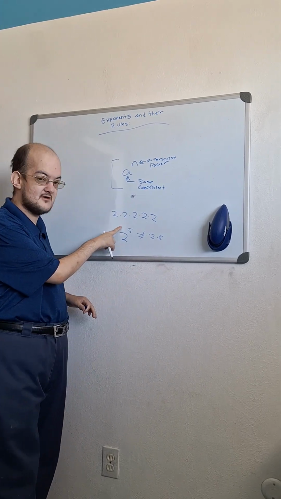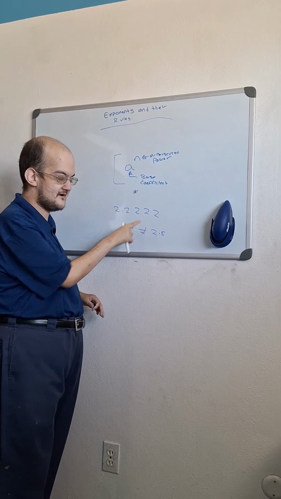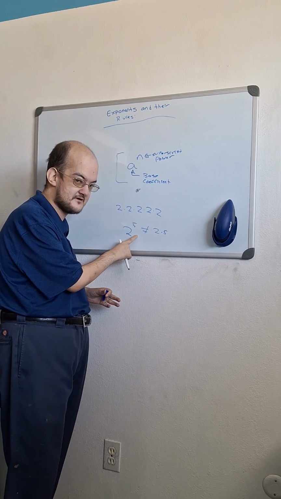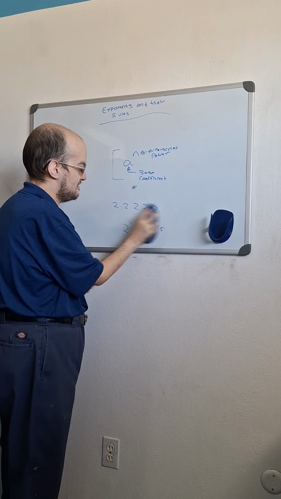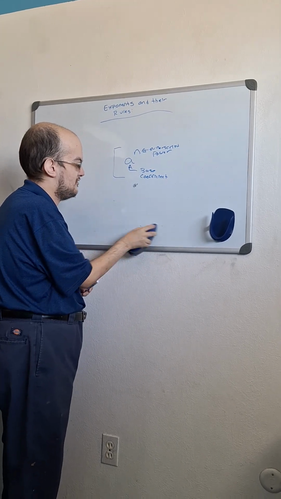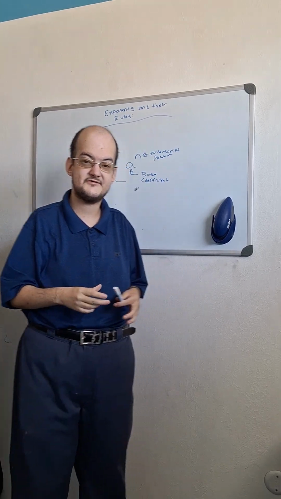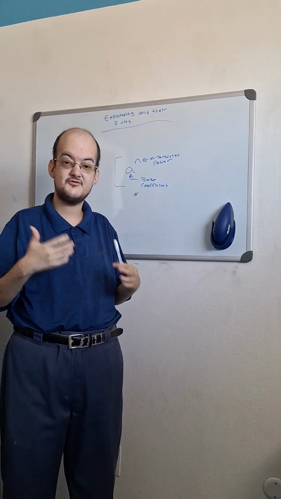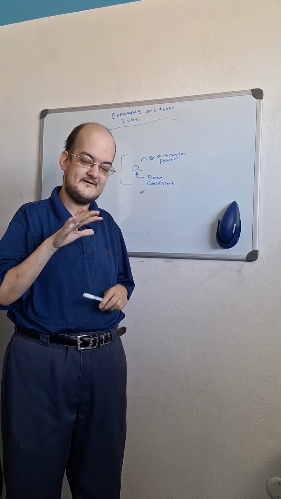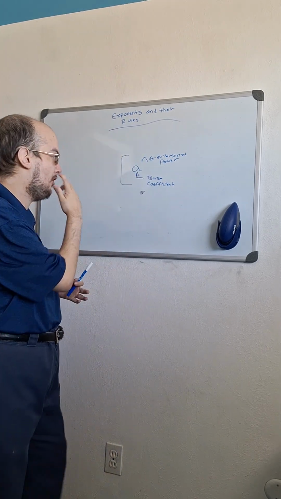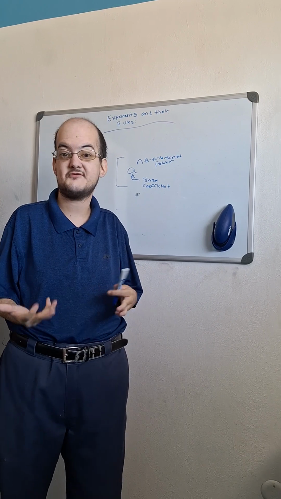2 raised to the power of 5 means that I'm going to take the number 2 and multiply it against itself how many times? 5 times. Now, what we're going to be talking about in a second in this video is I'm going to show you a couple ways that you can solve 2 raised to the power of 5 in a much better and quicker manner. But let's go over just a couple of the most common examples of exponents you might find.